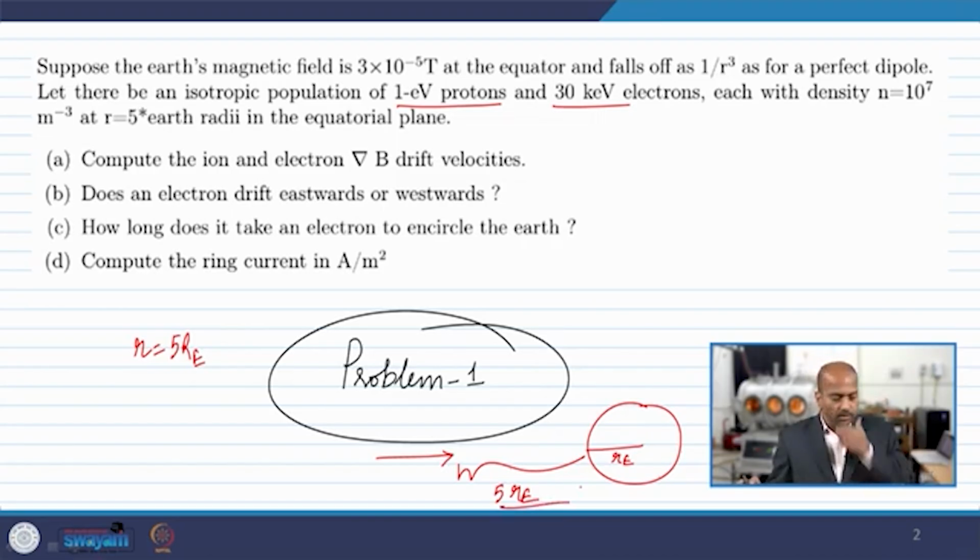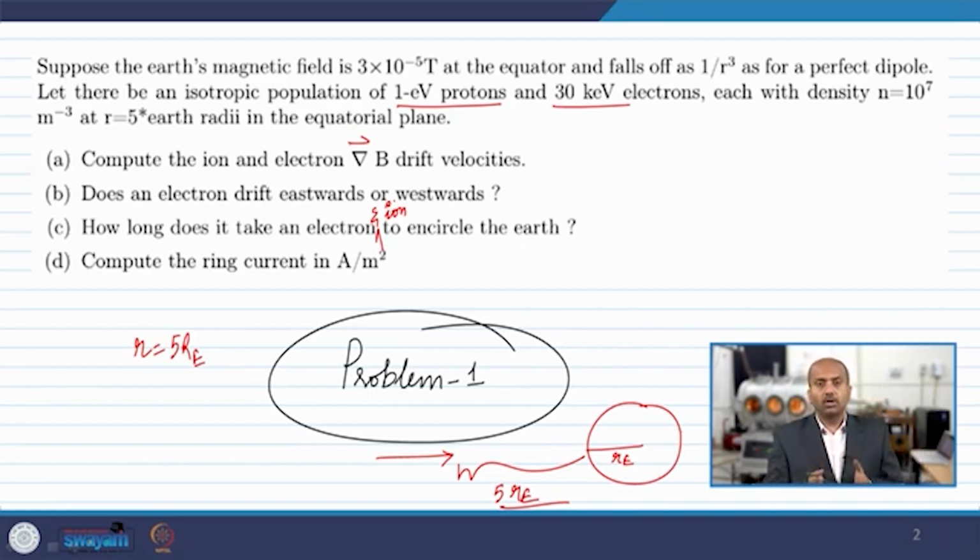Now, what we have to do is compute the ion and electron del B drift, the gradient drift velocities, and see how the electron will drift in comparison to the ions when they encounter this gradient. We also need to find how long it takes for an electron and an ion to encircle the Earth, and compute the ring current in ampere per meter square.